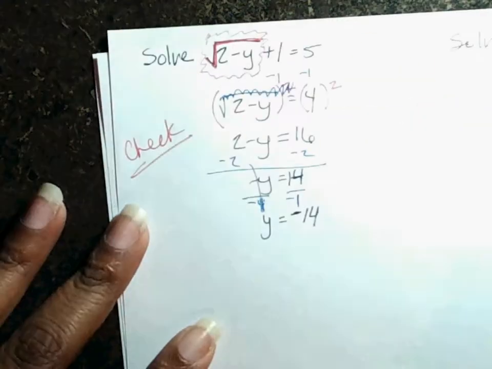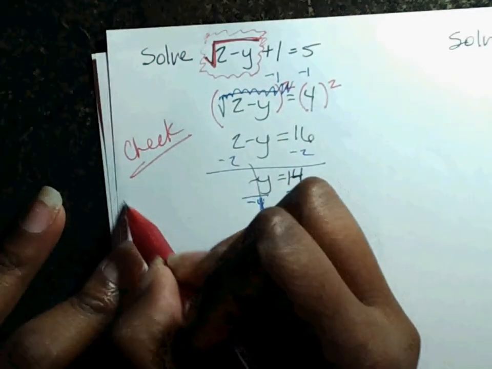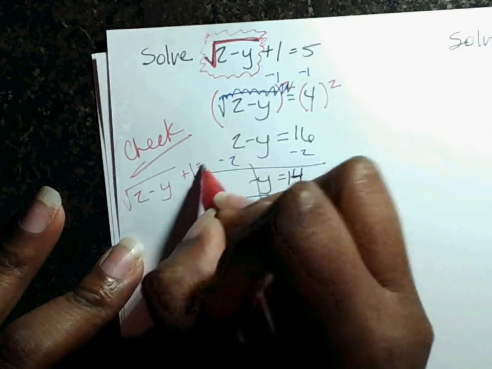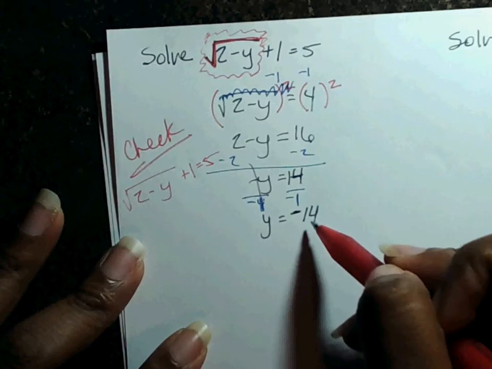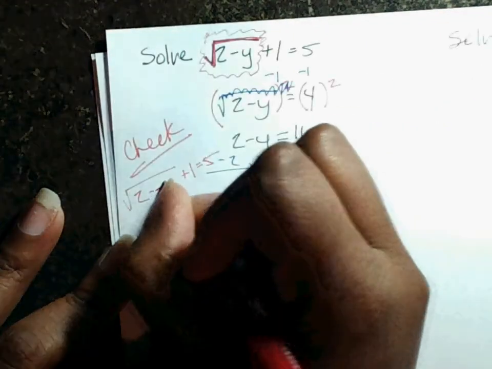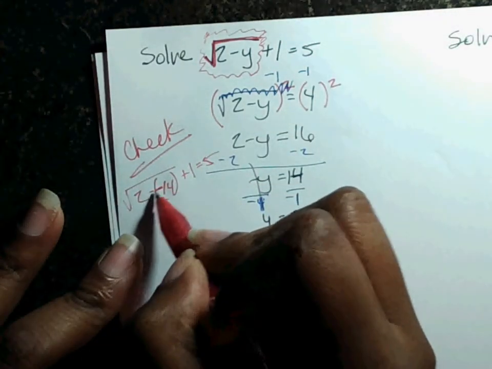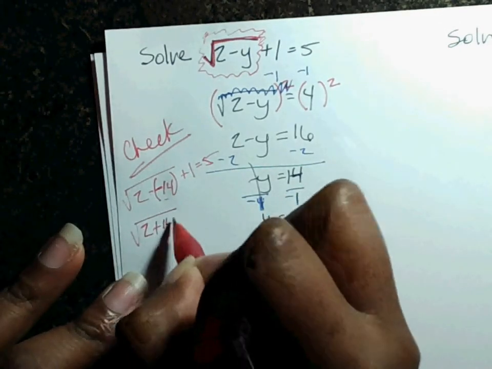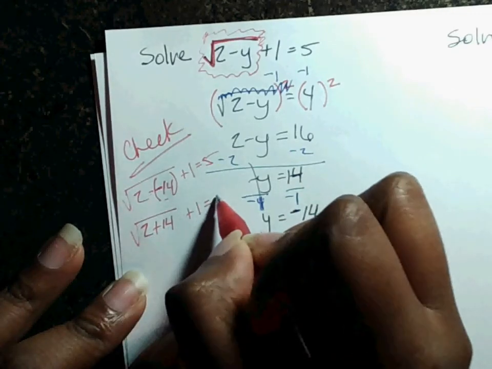So in order to check myself, I'm substituting it into my original equation. My original equation was 2 minus the square root of y plus 1 equaling 5. So y, I think, is negative 14. I'm not sure. So instead of y, I'm going to put negative 14 there. Now, 2 minus a negative is really 2 plus, because the negative and negative will give you a positive. And then you still have that plus 1 outside. You still have that 5.